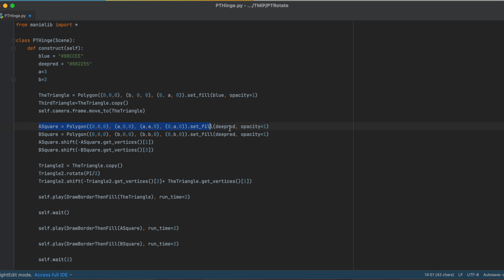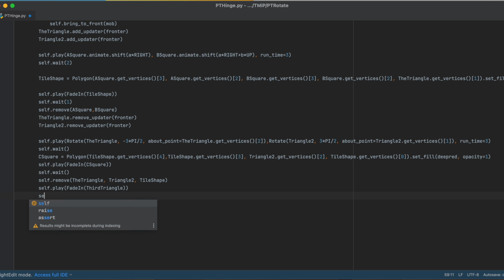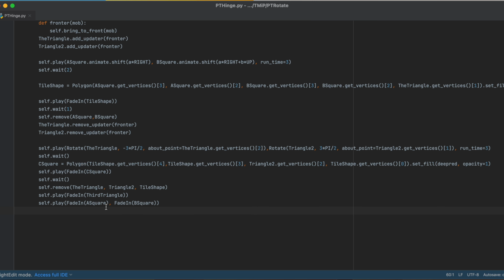So I'm going to take these 2 squares. So I should just be able to also fade in A square and fade in B square. Oh, that we had moved the A by A square and the C by C square. Okay, so I'm going to call this a squared 2 and b squared 2.